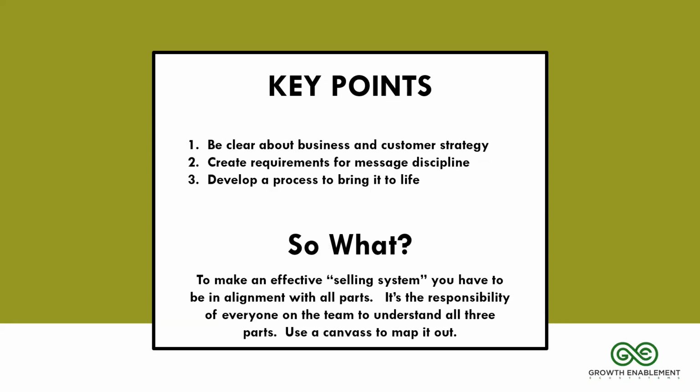So what? To make an effective selling system, you have to be in alignment with all of the parts. It's the responsibility of everybody on the team to understand all three of these parts, and you can use a canvas to map it all out. So we're going to first start with the very first principle, which is we have to create clarity of the strategy.